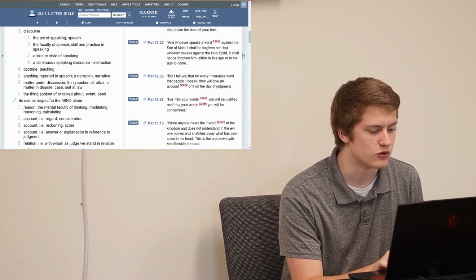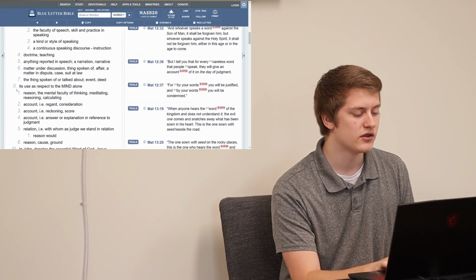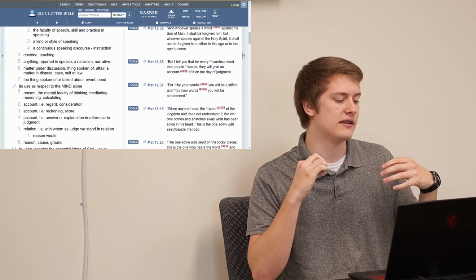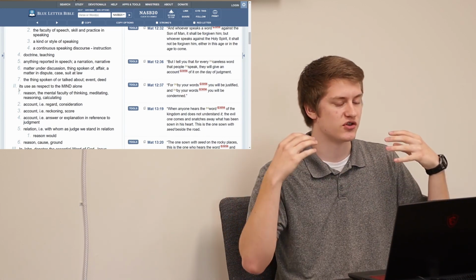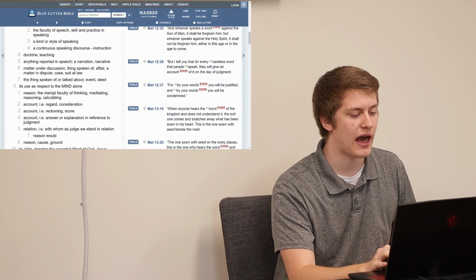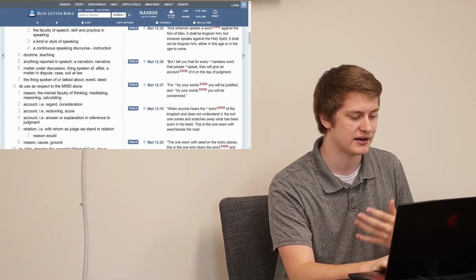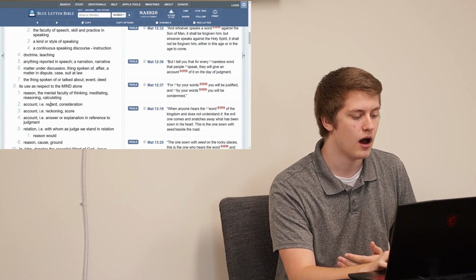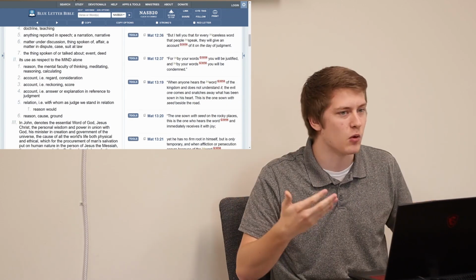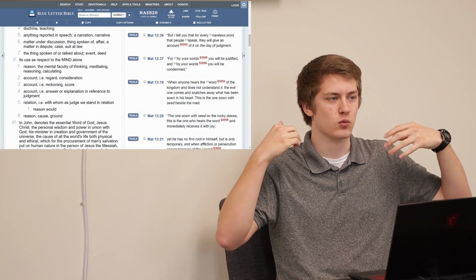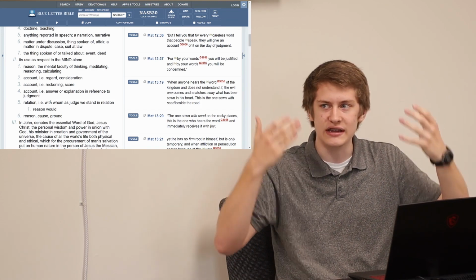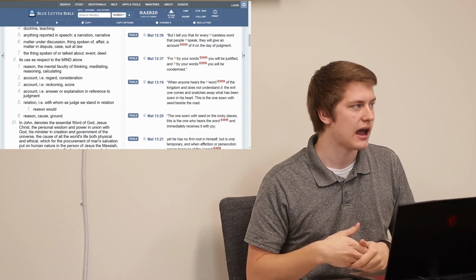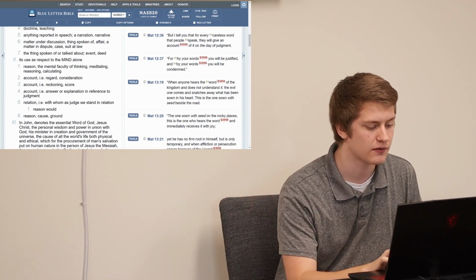This one I think is really interesting when it talks about how sometimes logos can be used with respect to just the mind, not even what's spoken, but just the reason, the mental faculty of thinking, meditating, reasoning, and calculating. So when we talk about the account of something, that's like the retelling, or sometimes it can be for the reasoning behind something, as opposed to just the words themselves.